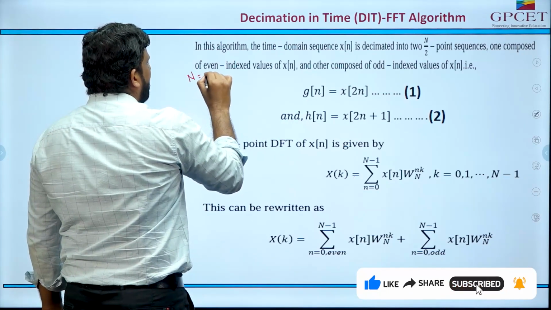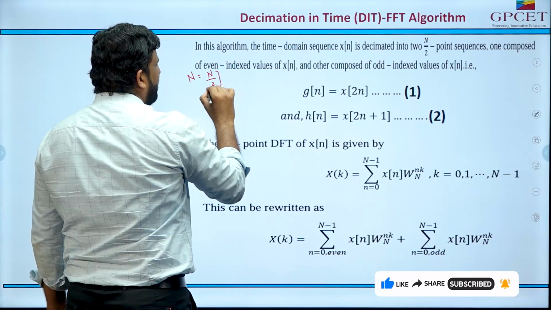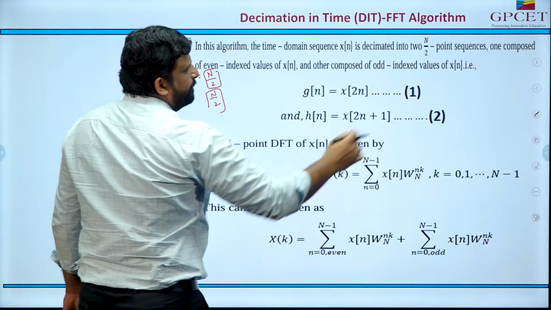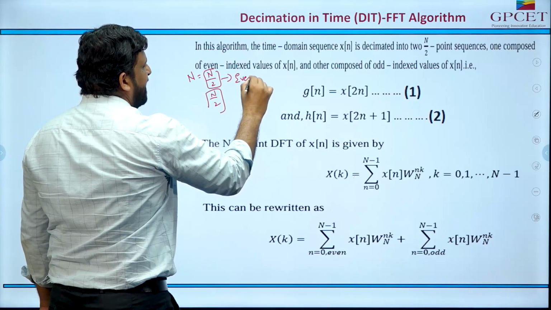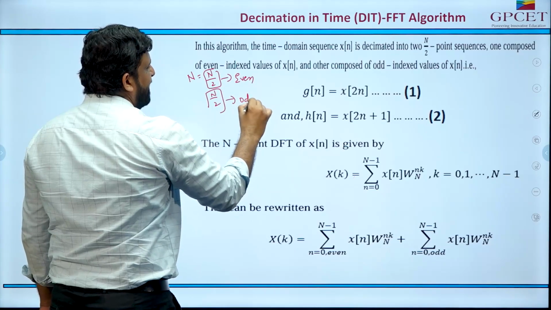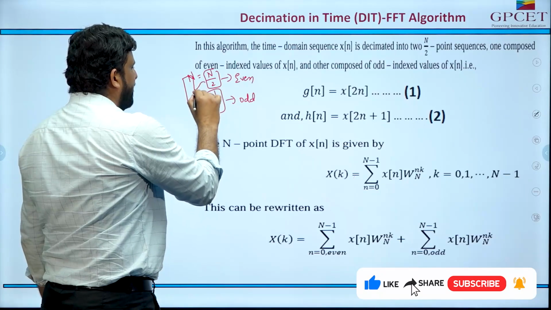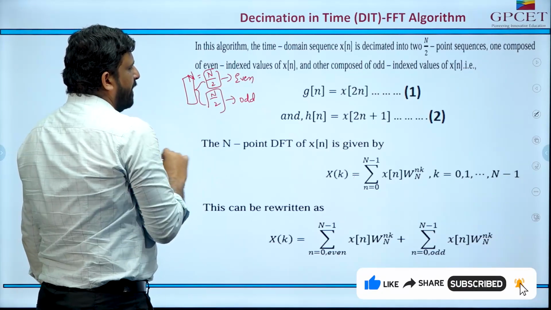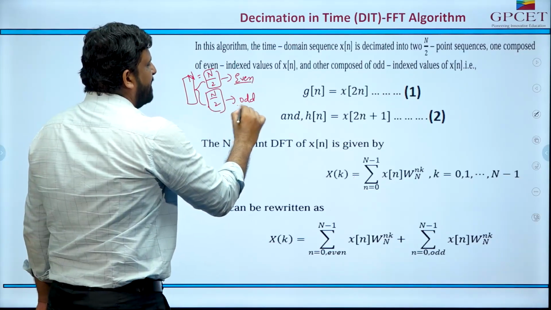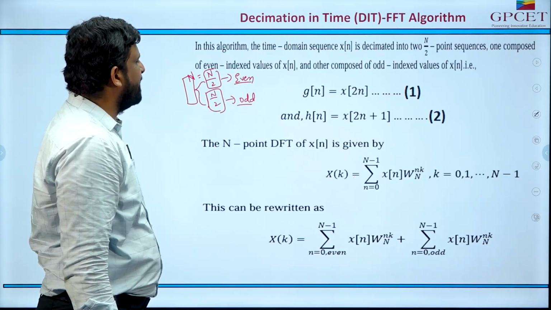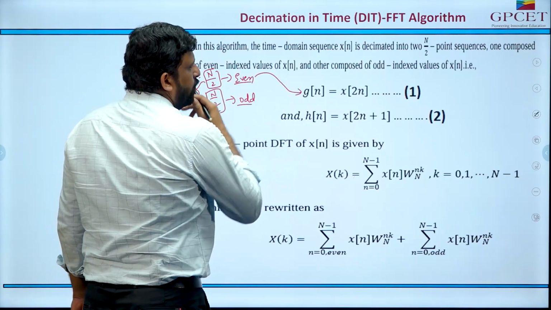So for this n value, I am subdividing into n by 2, n by 2. So that is half part. So one is composed of even index, and the other odd index. The first half I am considering as even index, and the second part as odd index. So the N-point is subdivided into two, that is n by 2, n by 2. In this subdivision, the first n by 2 I am considering as even, and the second subdivision as odd indexed value.